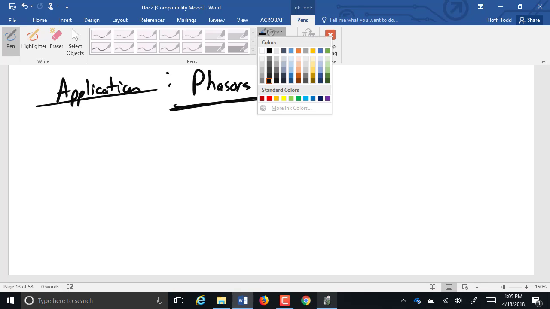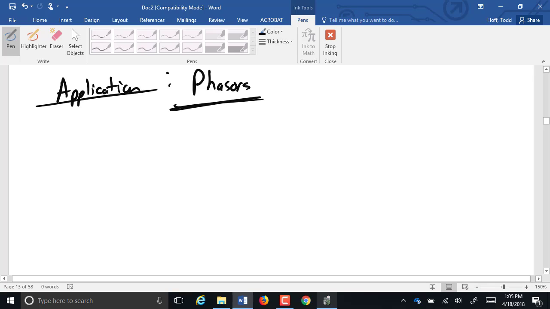Phasers. I'm not talking about Star Trek, shooting anybody with a phaser. Phasers have to do with phase angles within a circuit. If you're looking at, we're going to look at voltage here.